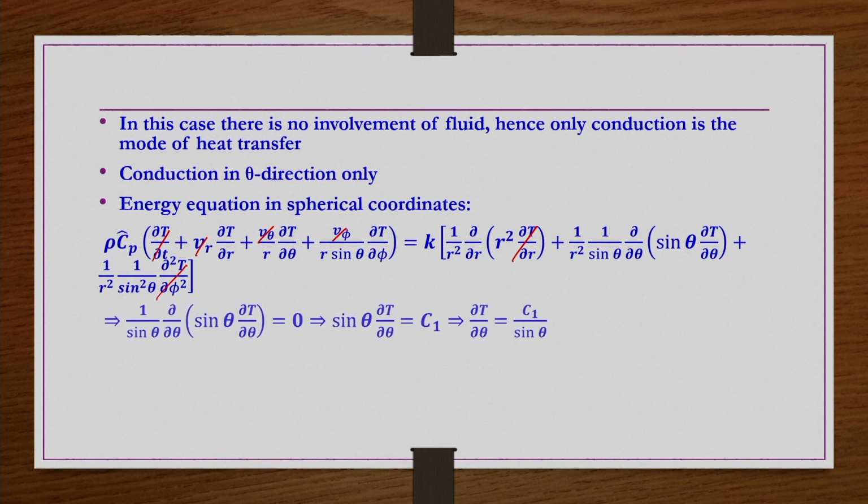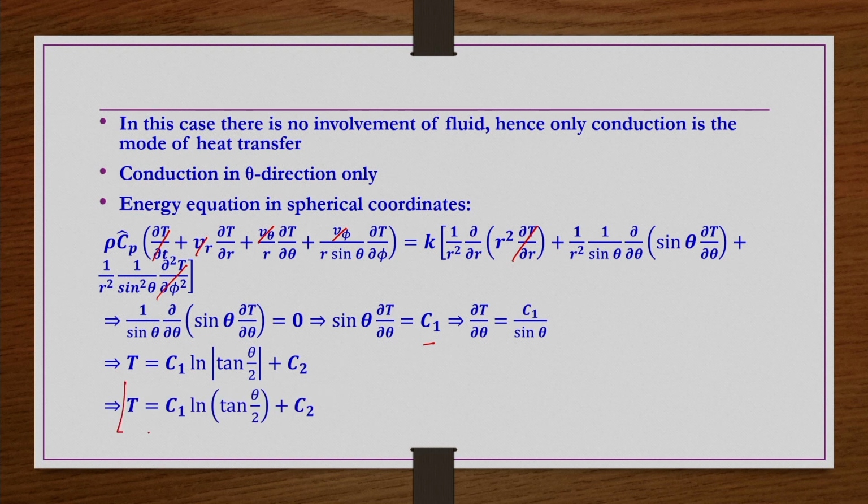So, then what do we get? We get 1 by sin theta, dou by dou theta of sin theta dou T by dou theta, equals 0. That means sin theta dou T by dou theta equals C1, so dou T by dou theta equals C1 by sin theta. If you integrate this further, you get T equals C1 ln tan theta by 2 plus C2. But here the range of theta is between 0 and pi only, so the tan values in that region will be only positive, and because of that you can remove the modulus.